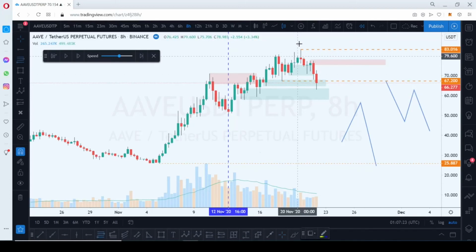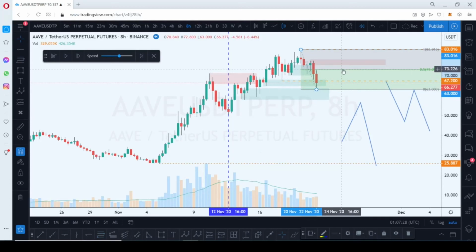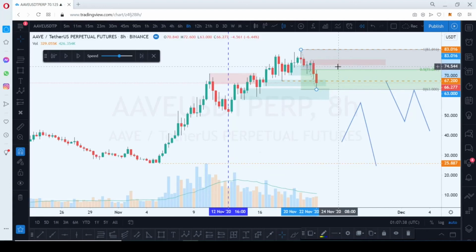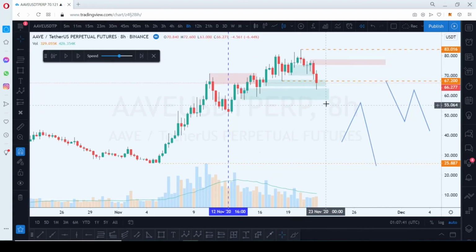So let's take a fib from this side to this current low. We want to see it retrace at least to this point, this 50% point, that's the 73 price line, to confirm the correction or organic pullback of this wave. Now let's see what happens.